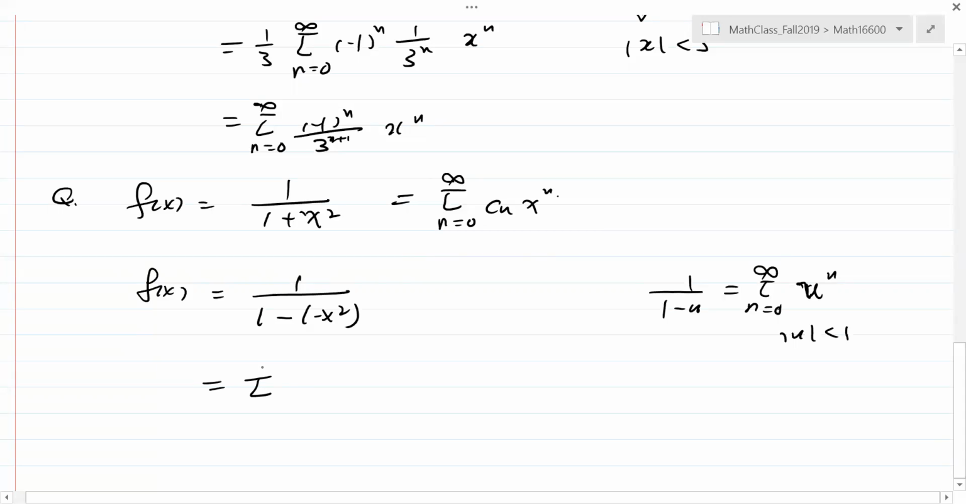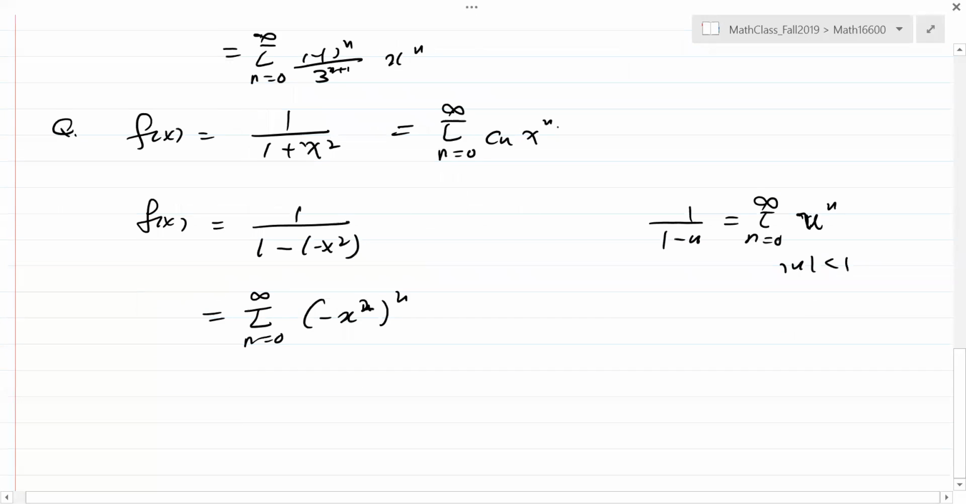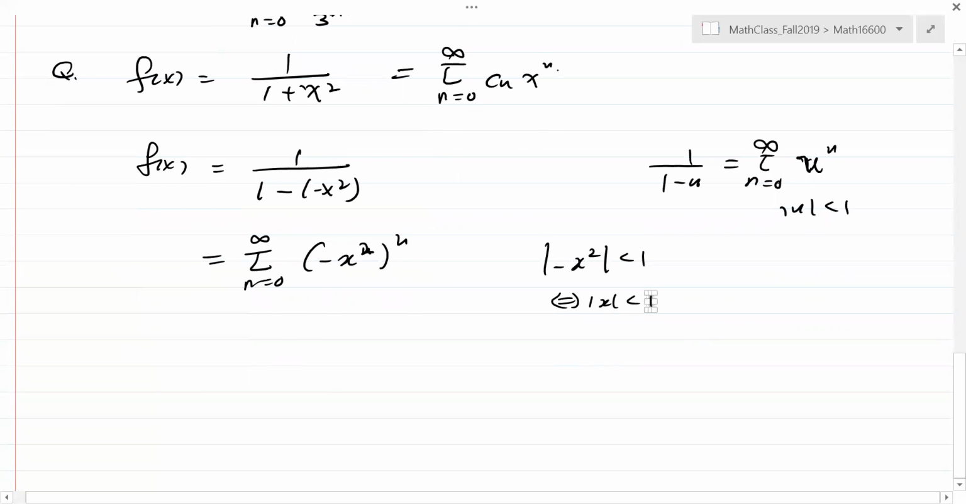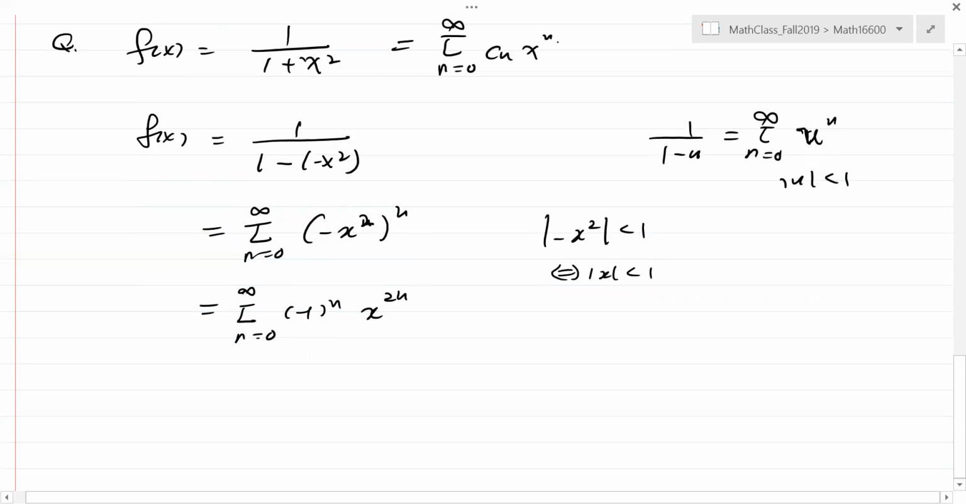Then, okay, then you get the series in x. And this holds when negative x squared is less than 1. But this is the same as absolute value of x less than 1, okay? All right, so now we get that the other terms are all gone, the even terms left. So this is a power series, okay?